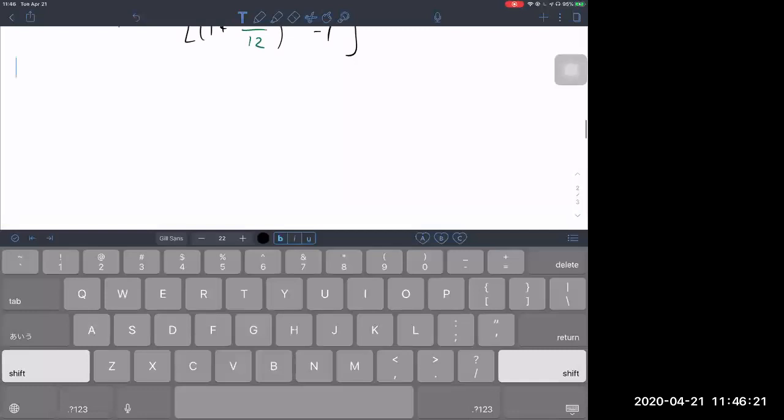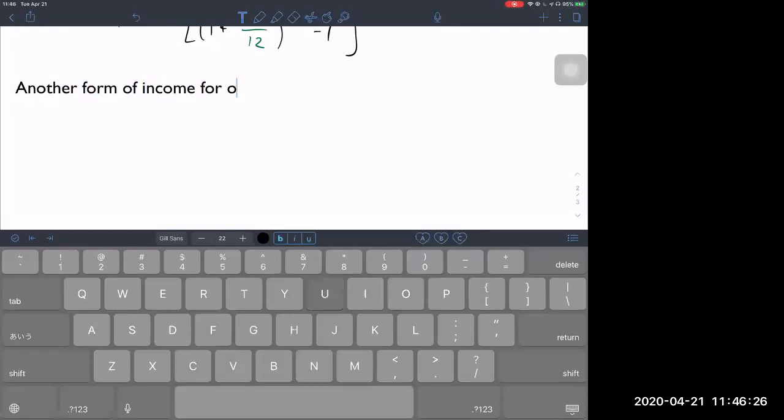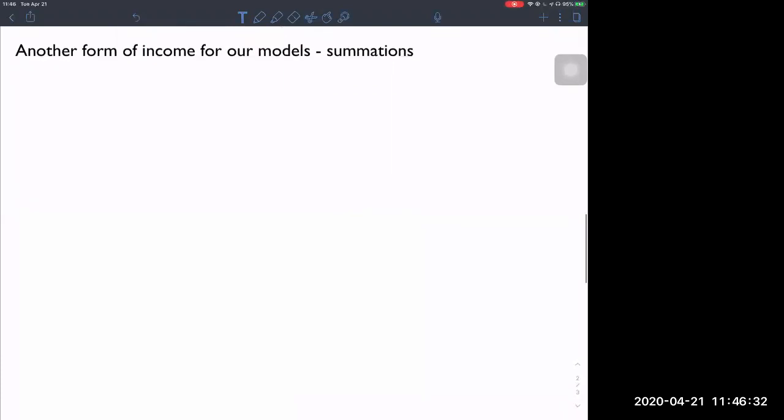So I'm going to call this part here just another form of income for our models, specifically summations. Okay. Number one, it says you are head of social media for our company. Research suggests for each social media post published, it will reach 2 new people the next day and thereafter. Suppose for the first day, the social media post reaches 4 people. How would you represent the growth and the total number of people reach?